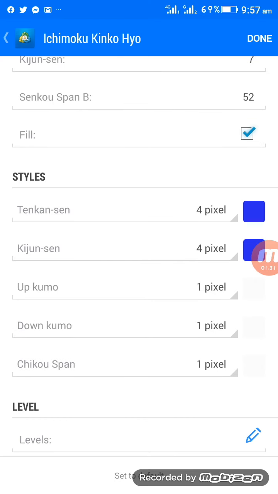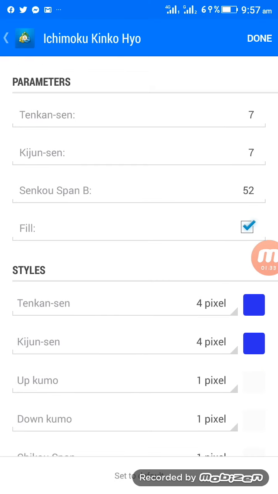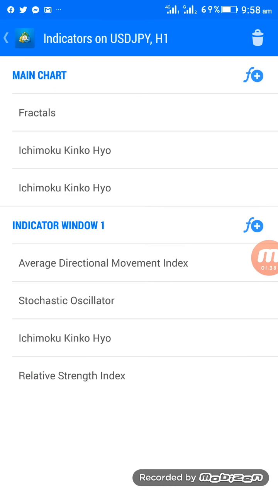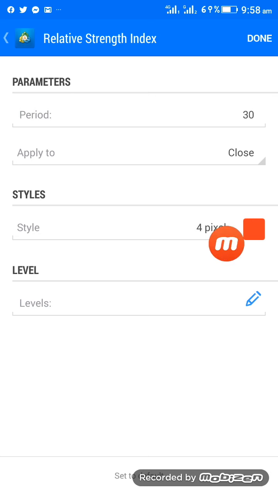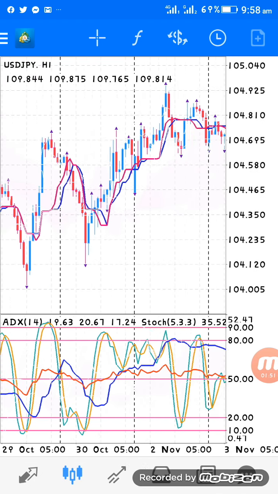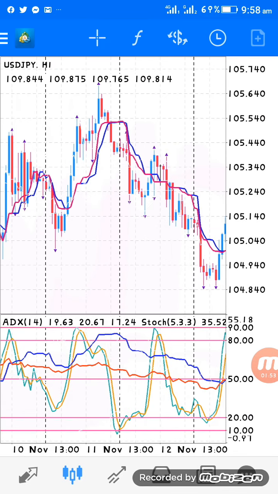Exactly, no addition, no subtraction. Set it that same way, click done. Then you go there. Then the last, relative strength index, set it this way, everything the same, click done. When you click done, your screen should be this way. This is how your screen will be.